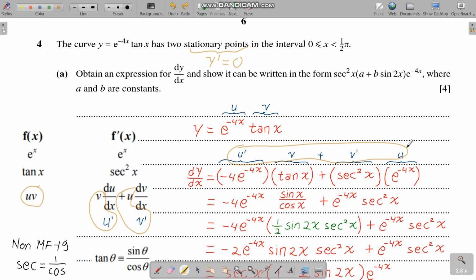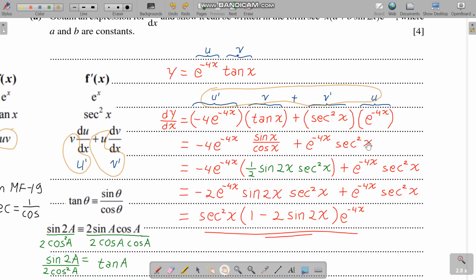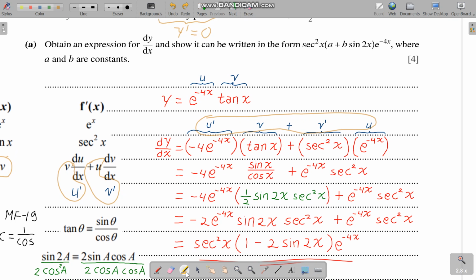So we have the y prime, which in simpler form without the brackets, we just rewrite. And we use the MF19 formula: tangent is sine over cos. Then we rearrange, e to the minus 4x times secant squared x. If you look at the goal, it is in the form secant squared, e to the power minus 4x, and it's using sine 2x.